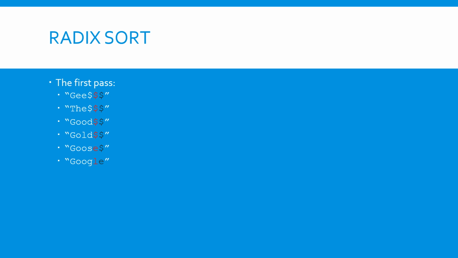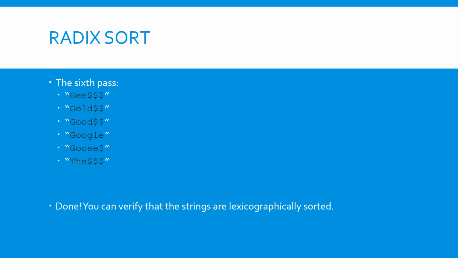With bucket sort, we will sort the strings based on the last character in the first pass. The sorted positions are colored black. Then, we look at the second last position, which is colored red here. Here is the result after the second pass of sorting. The third pass, the fourth pass, the fifth pass, and finally the sixth pass. You can verify that after sorting all positions, the strings are lexicographically sorted.